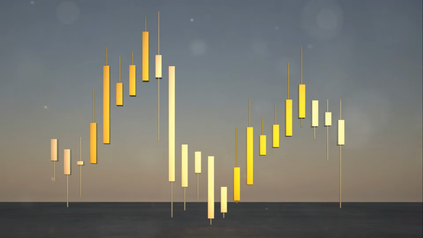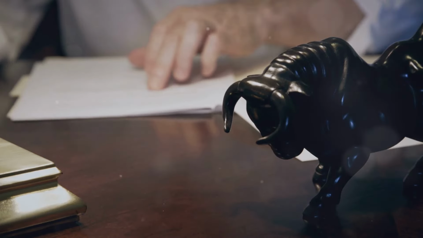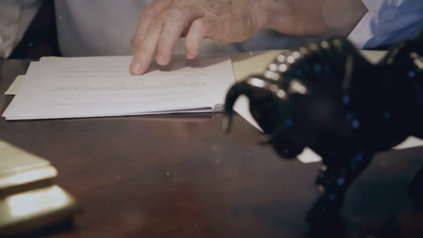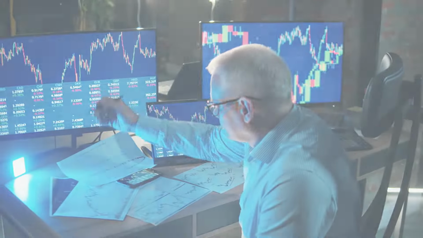These wave patterns are labeled with numbers for impulse waves and letters for corrective waves. These patterns repeat themselves on all time frames, from minutes to decades, reflecting the fractal nature of market movements. Understanding these basic wave structures is the first step towards mastering Elliott Wave Theory. Let's delve deeper into each wave type.